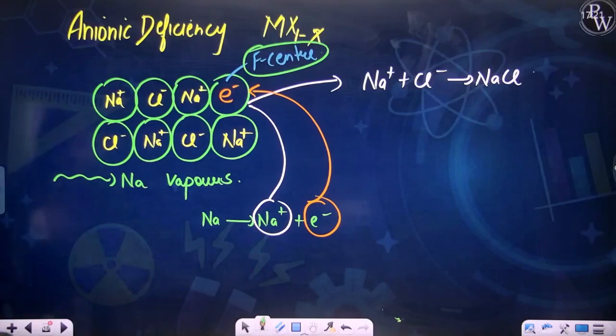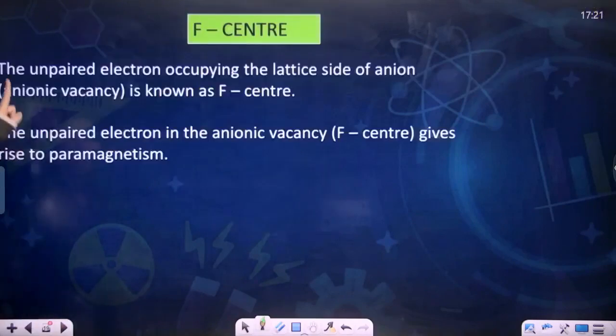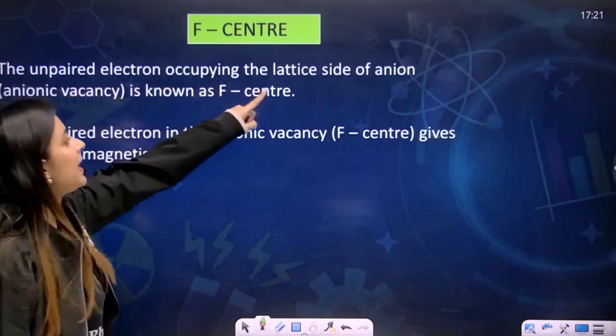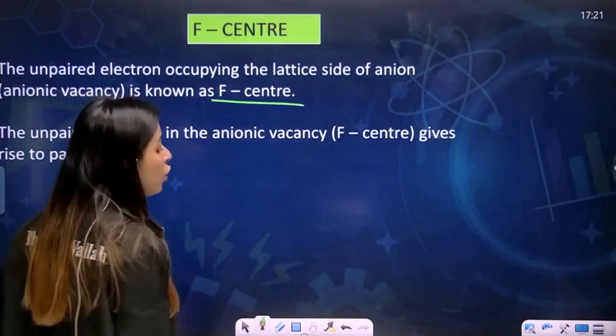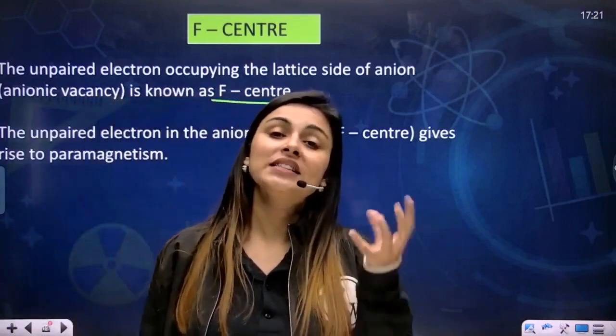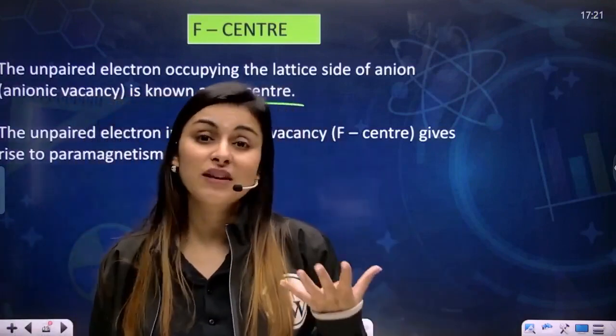I hope you've written it. Now see, the unpaired electron occupying the lattice site of the anionic vacancy is known as the F center. So what is the F center? It occupies the anionic vacancy, which saves the day.